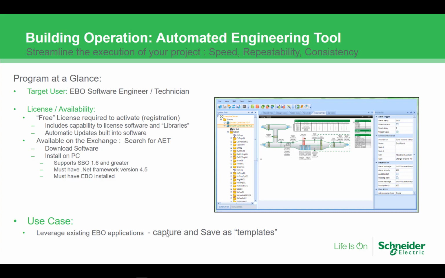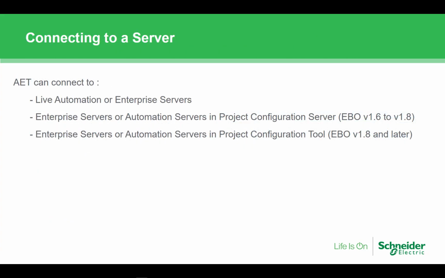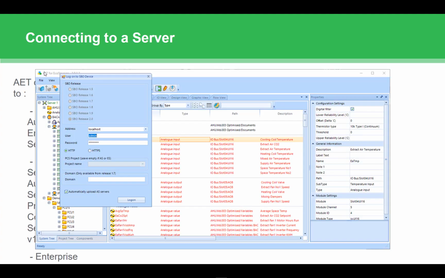With the AET installed, the first step is connecting to a server. AET can connect to any EcoStruxure Building Operation server, from live automation and enterprise servers to servers in the Project Configuration Server available in earlier releases of EBO, and virtual servers created by the Project Configuration Tool. If Workstation can connect to it, the AET can also. And the process to connect is pretty much the same as Workstation.